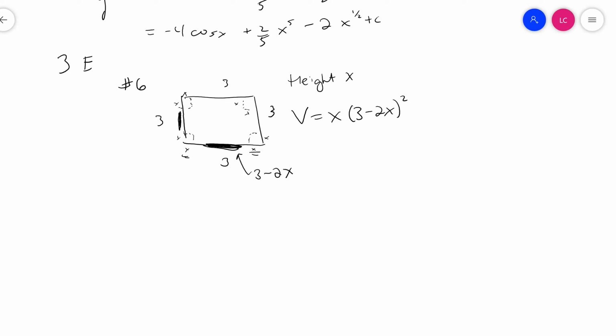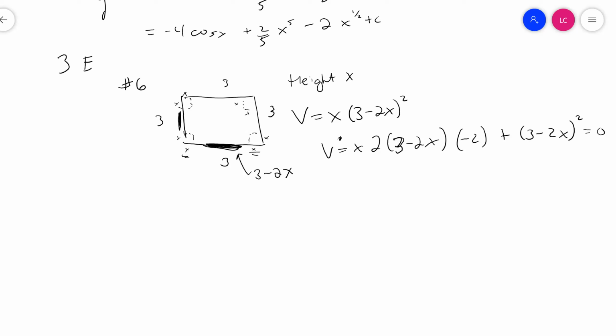So I've already got it in one equation. There's no constraint in this one. Instead of multiplying it out, I'm just going to take the derivative. I know product rule and chain rule are in play, but you know how to do that. So first, d second. So bring the 2 down: 3 minus 2x to the 1 power times the derivative of the inside, which is negative 2, plus second d first. Okay, so I'm setting that equal to 0.